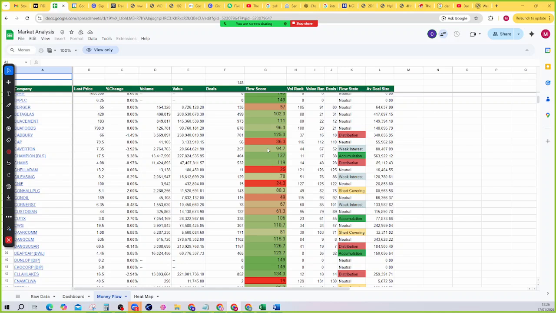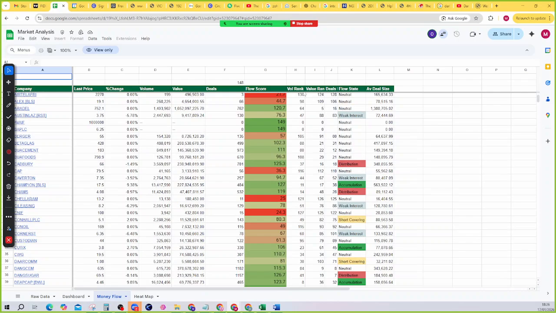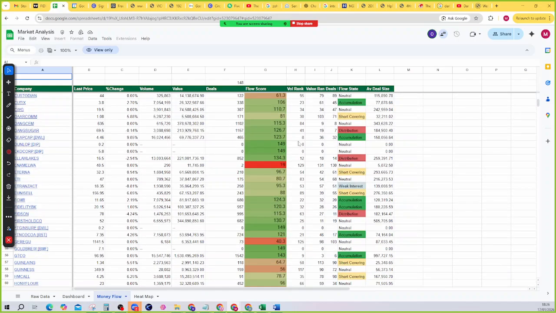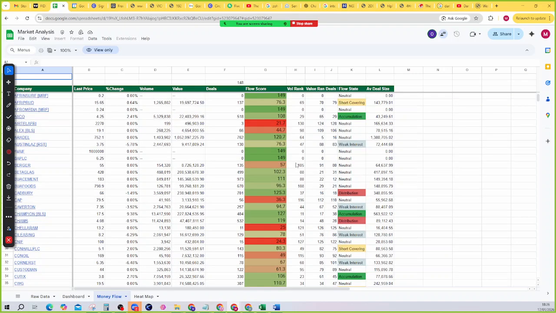This money flow, there's nothing too special about it. What I'm actually looking at is the rating. I want to see the rank. Which one has the highest volume? The one that has the highest volume now will be rank 1. So if I go down, I will see the stock that has the highest volume for that day.